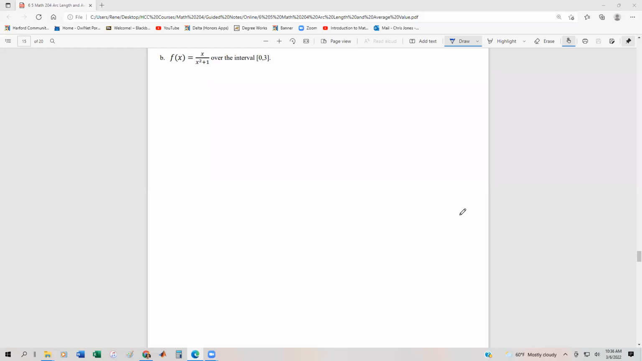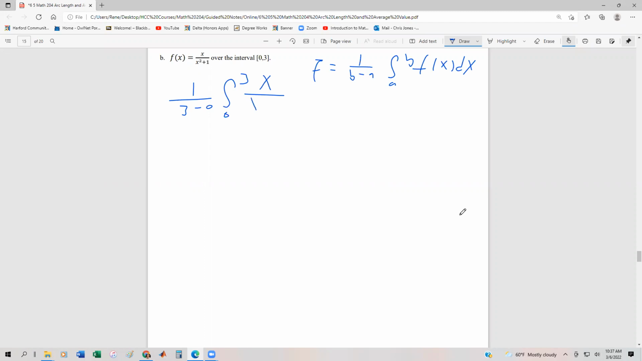Another example of average value: x over x squared plus 1 over the interval from 0 to 3. Just recall that the average value is 1 over b minus a, integral from a to b of our function with respect to x. So in this case, it's going to be 1 over 3 minus 0, integral from 0 to 3 of x over x squared plus 1 dx.